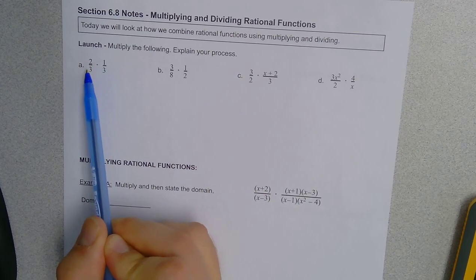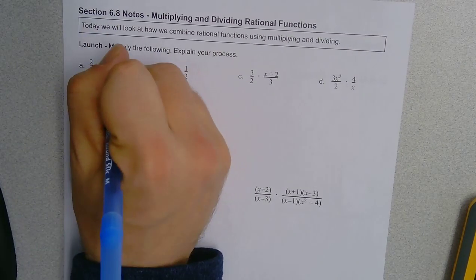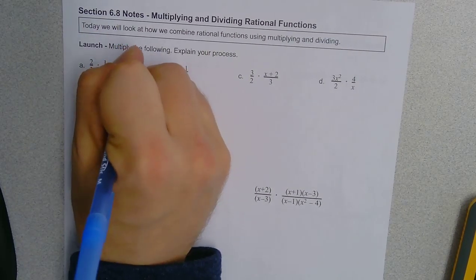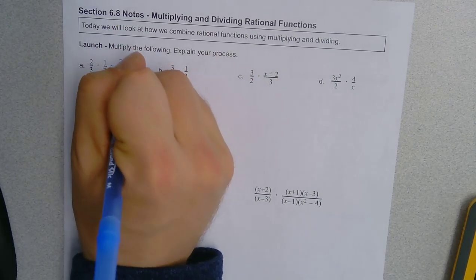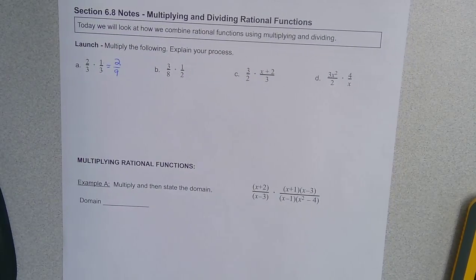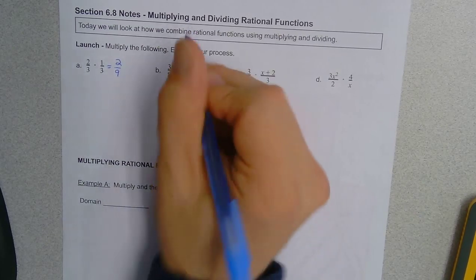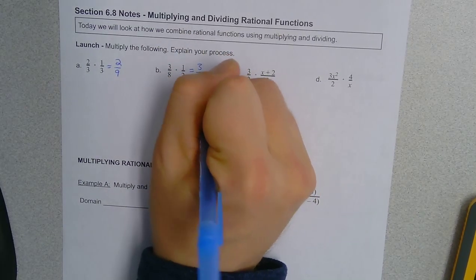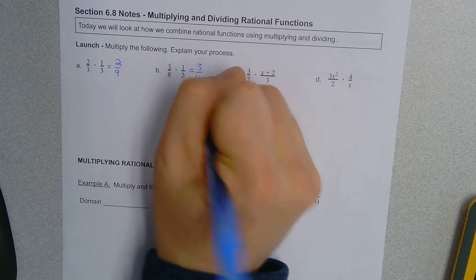You just multiply the numerators and multiply the denominators. So 2 times 1 is 2, and 3 times 3 is 9. Same idea for B, 3 times 1 is 3, 8 times 2 is 16.